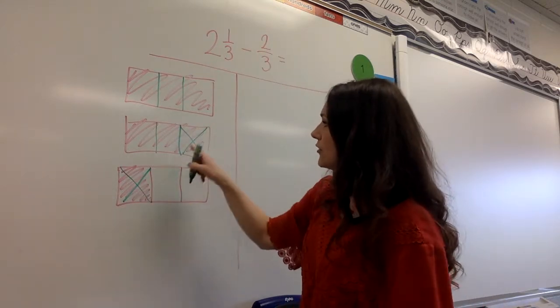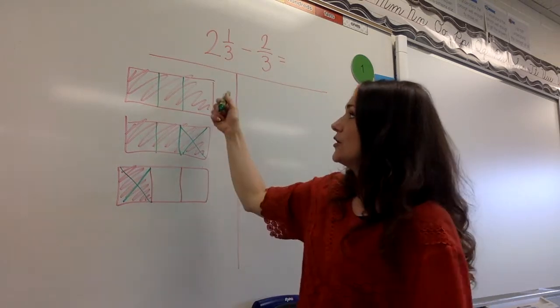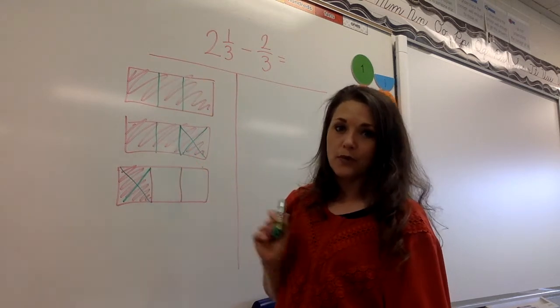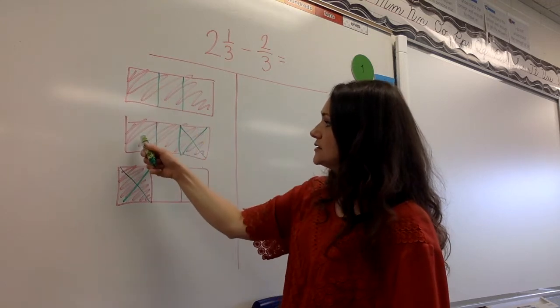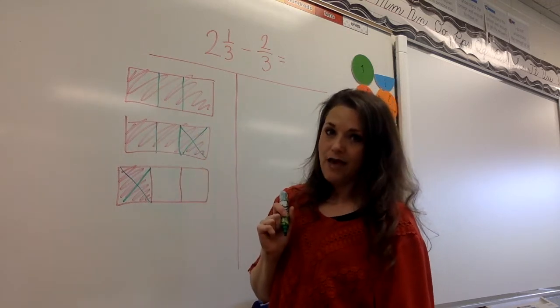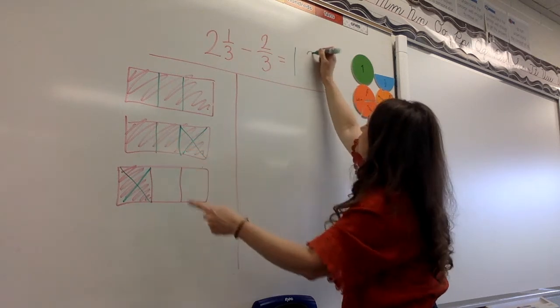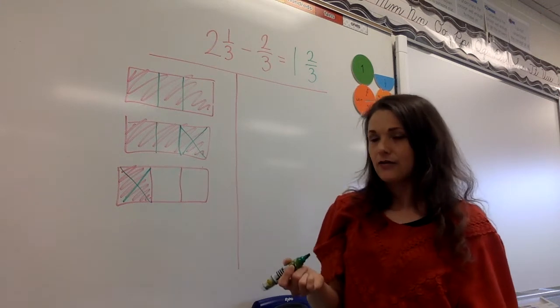So I took off 1/3 and 1/3. There's my 2/3 that I'm taking away. And now what do I have left? I still have 1 whole left, but this whole got broken apart, didn't it? So now I have 1 whole plus 2/3 left. So my answer would be 1 and 2/3.